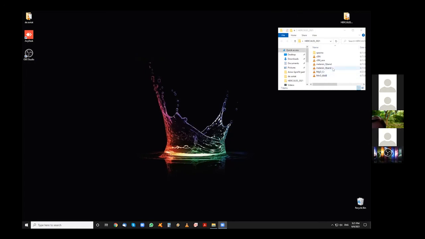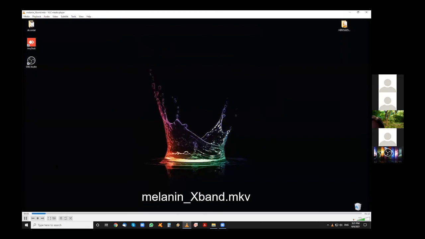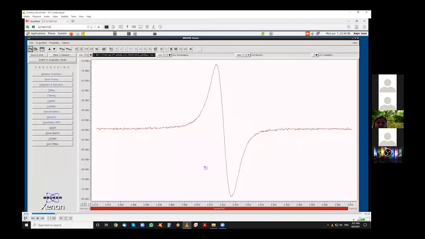Yes. Okay, perfect. So I will start with the first example. The first example that I will show you today is a powder EPR spectrum of synthetic melanin. So melanin is a stable radical. And the spectrum is recorded in the X band. You may see the value of the magnetic field here above the red line. I hope you can see it. You are seeing here only a single line.